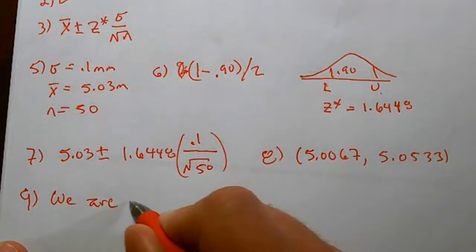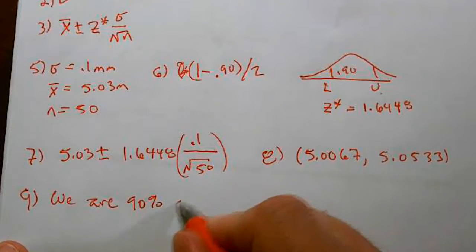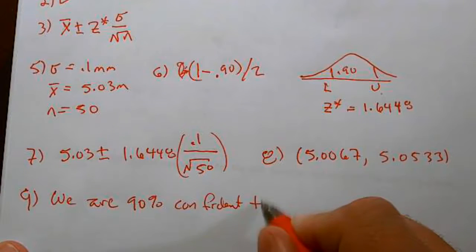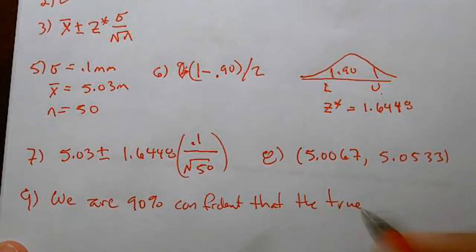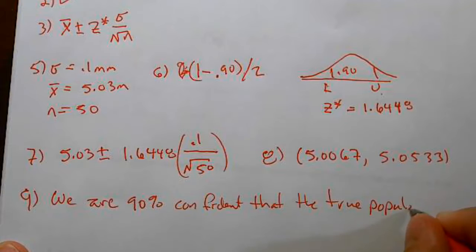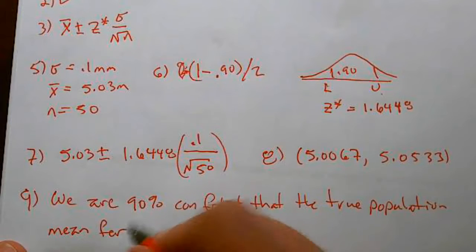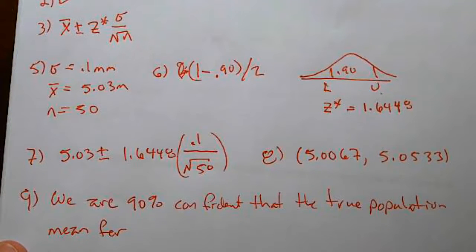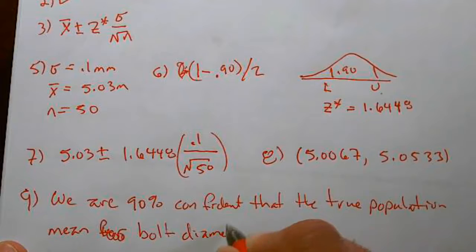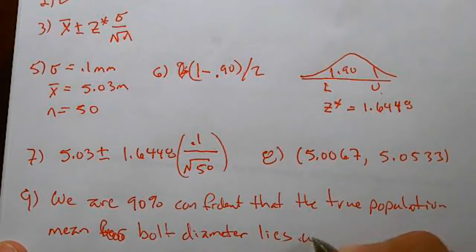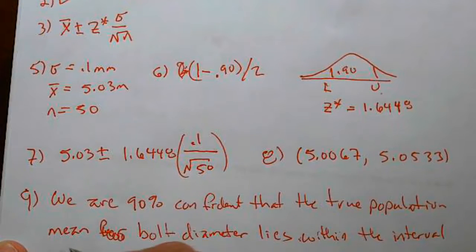We are 90% confident that the true population mean, well, what was it? Well, we said population mean bolt diameter lies within the interval 5.0067 to 5.0533. All right.